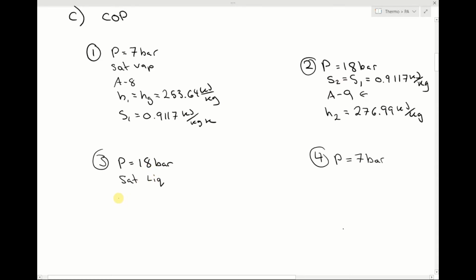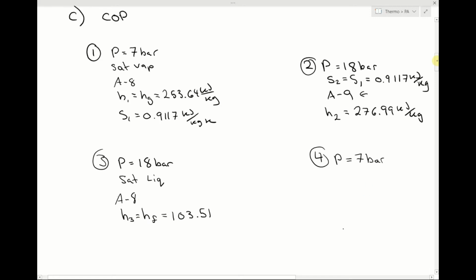Okay, state 3, saturated liquid. So we're going to take a look back at table A8. At this pressure, our h3 is going to be equal to our hf, which is equal to 103.51.